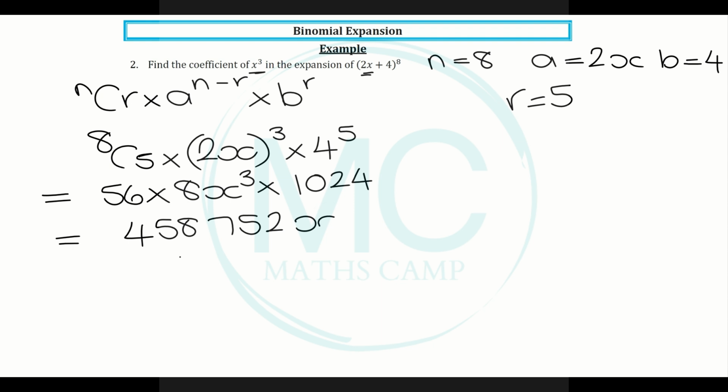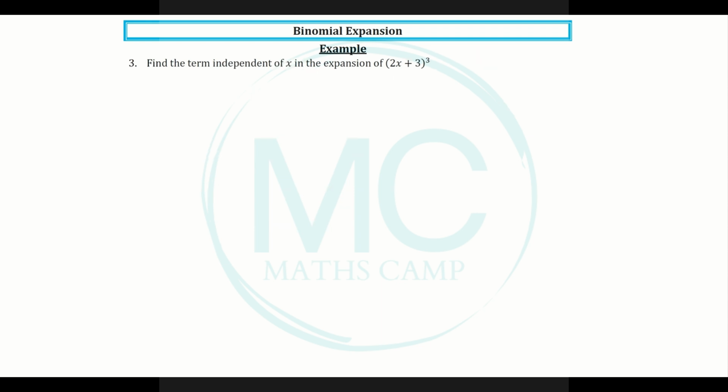458,752 x cubed. This is the coefficient of x cubed. Let's do one more. Find the term independent of x in the expansion of (2x + 3)^3. When you are asked to find the term independent of x, we are looking for the constant. But we know that if we have a variable with an exponent of 0, it is 1. So in this case, we are looking for a term where x has an exponent of 0.